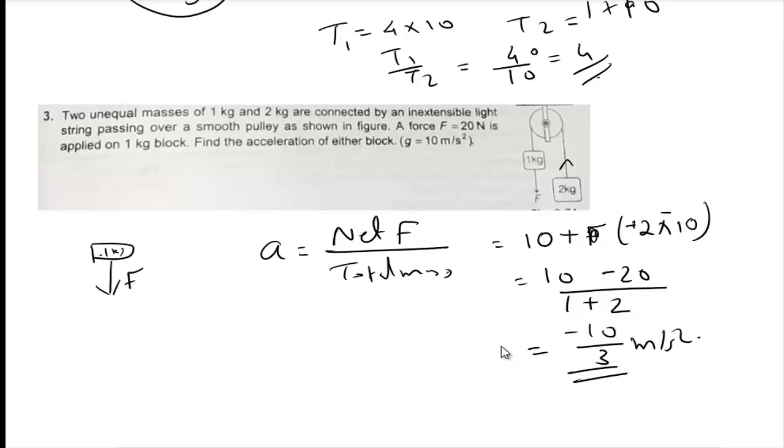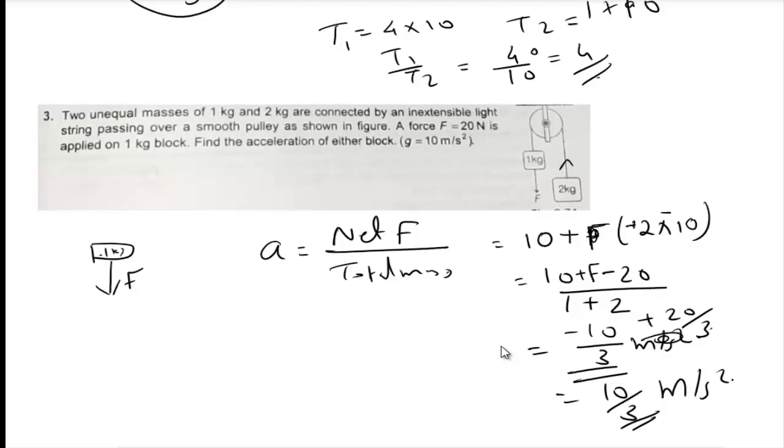Now, here the 20 Newton force is also acting. So here we need to consider that force also. F value is given as 20 Newton. So here minus 10 by 3 plus 20 by 3. So the answer will be plus 10 by 3 meter per second square.